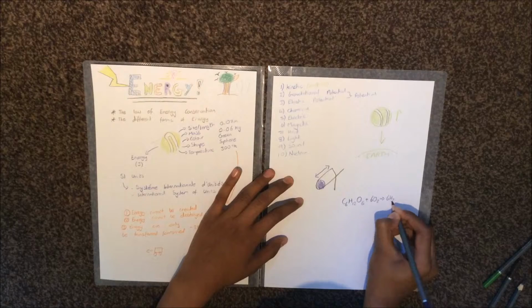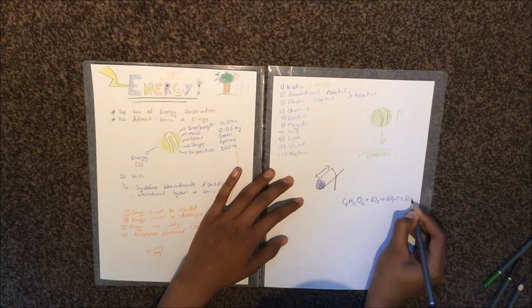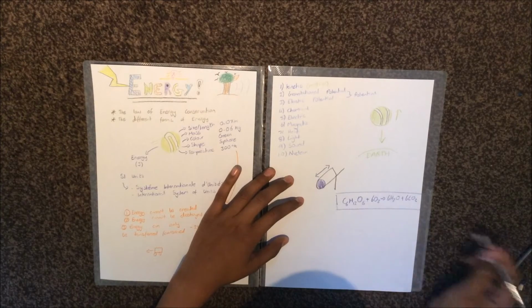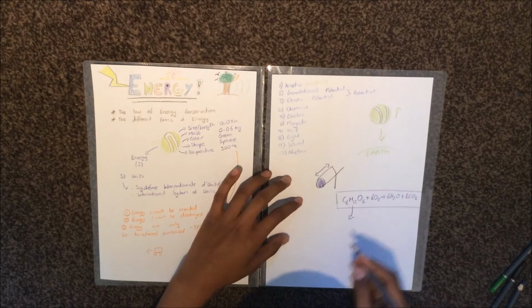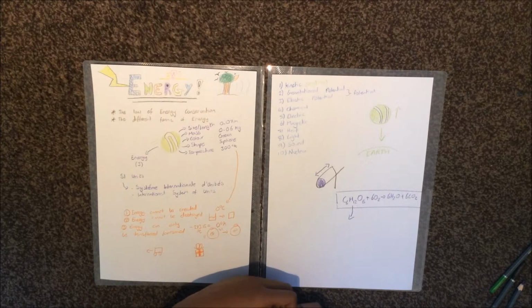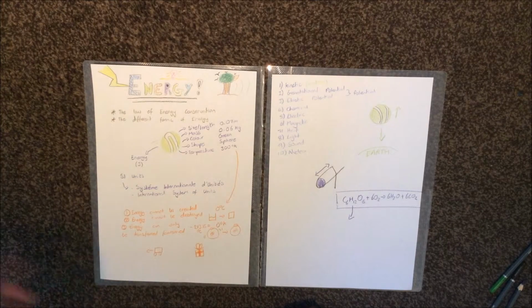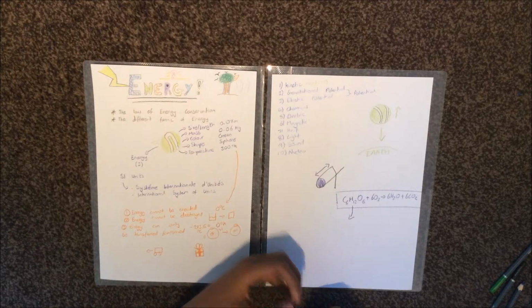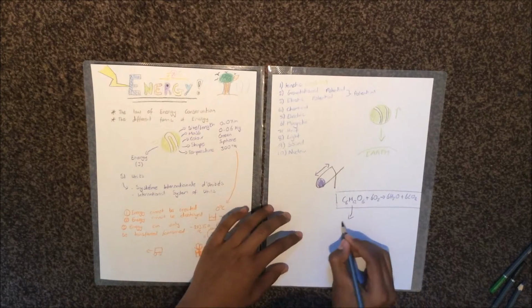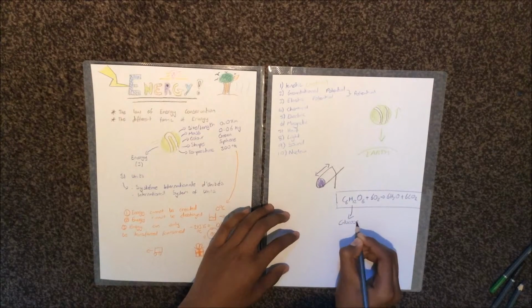C6H12O6 plus 6O2 gives 6H2O plus 6CO2. That's the formula for respiration. And this here is glucose, and this molecule is what releases the energy. There's energy stored inside this molecule, and it releases this energy, and that's what chemical energy is.